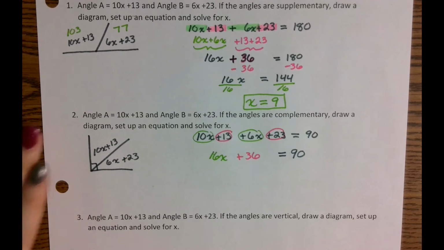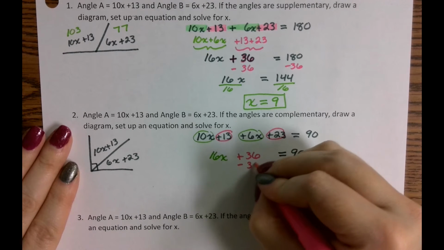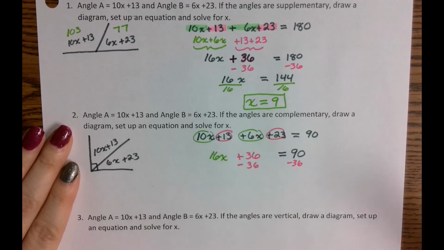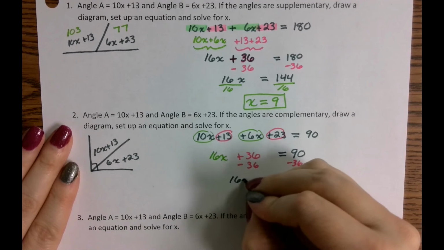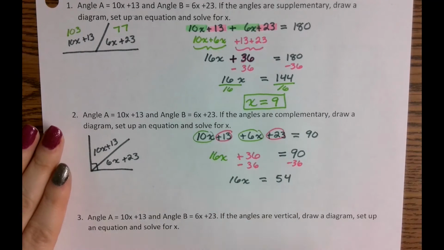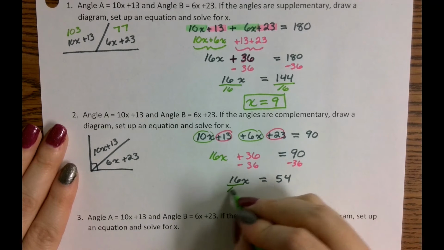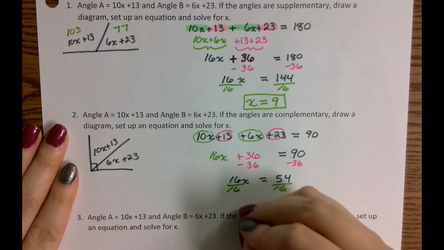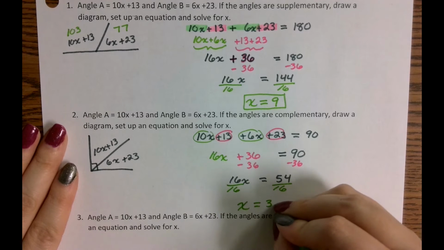All right, so same process. Subtract the 36 from both sides. Now you're going to get 16x set equal to 54. And then the last step would be to divide by 16. And you'll get a decimal. X is going to be equal to 3.375.